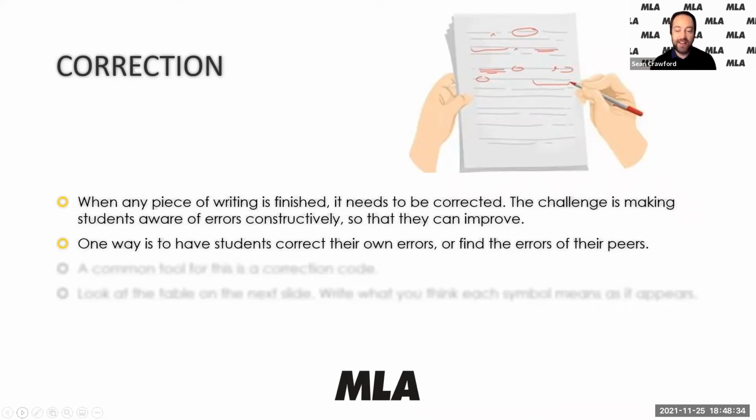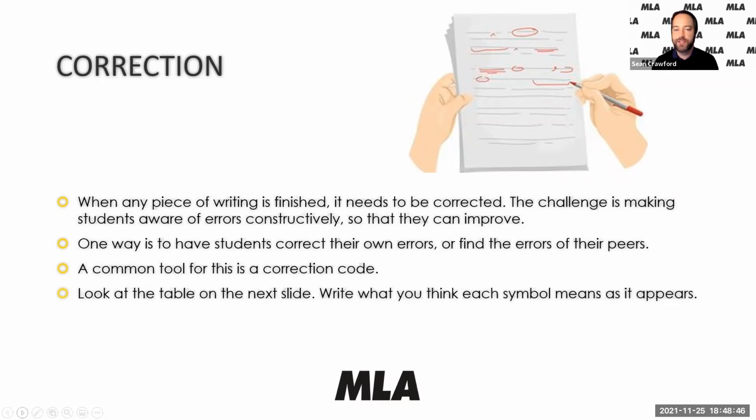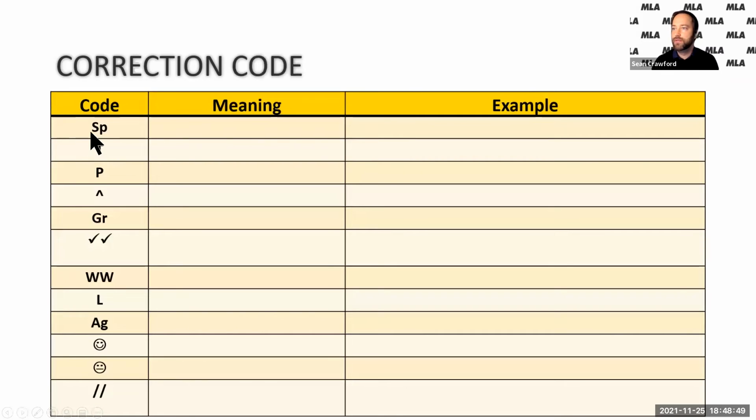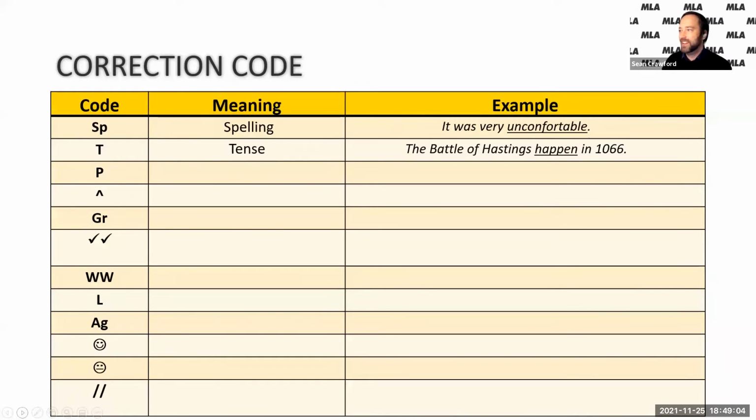Again, I'm hoping this is not an entirely new idea, but you would have a correction code. On the next slide, I have a suggested correction code, and I'm going to ask what each symbol means. So SP at the beginning, what do you think SP stands for? Perfect. Well done. Okay. T. Oh, lovely. You are on fire. Okay. So P. Lovely. There's an apostrophe missing in Steven Spielberg. Okay. The little arrow pointing up.